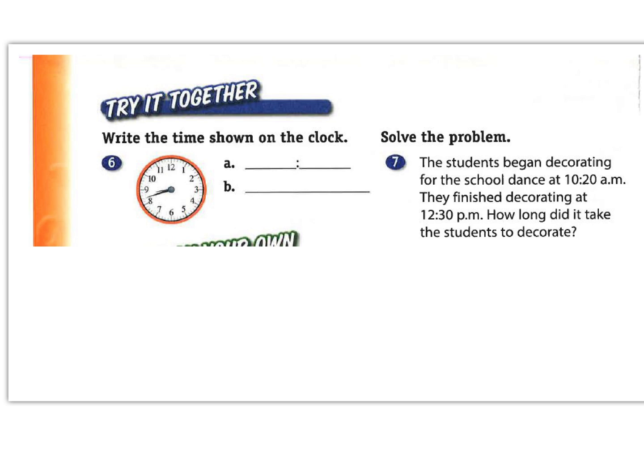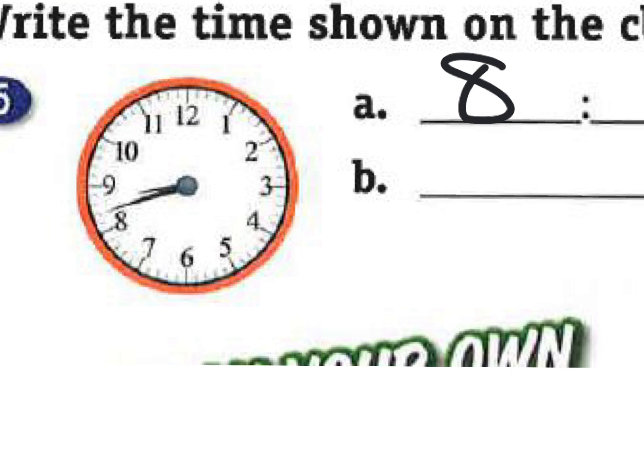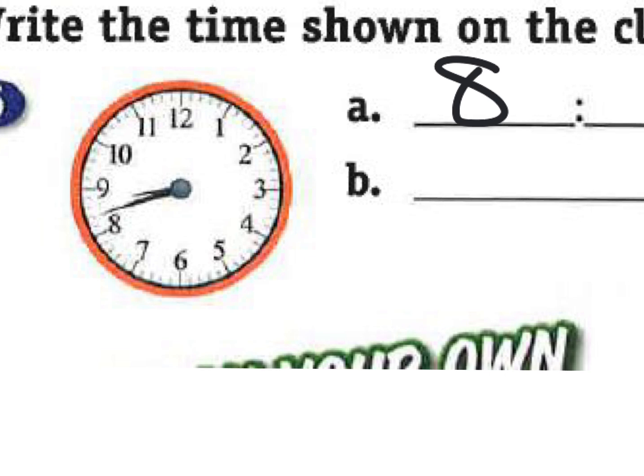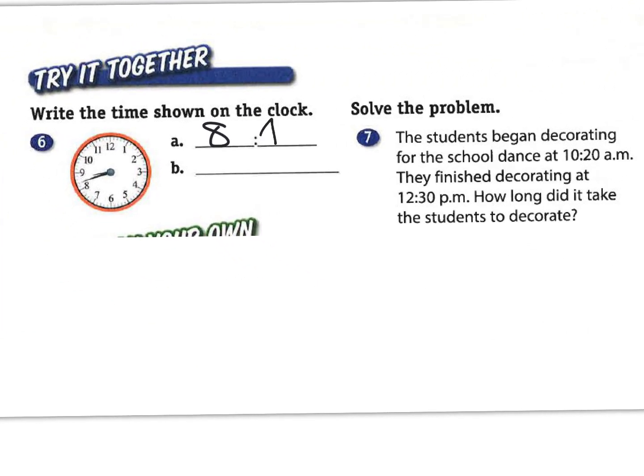All right, this says write the time shown on the clock. Well, the little hand, the shorthand, is past the 8. And then if we quick zoom in, we can see it's kind of blurry, but we can see that it's at 5. If we go 5, 10, 15, 20, 25, 30, 35, 40, 41, 42. So 8:42 is on the clock. Oops, that's a 4 and that's a 2.